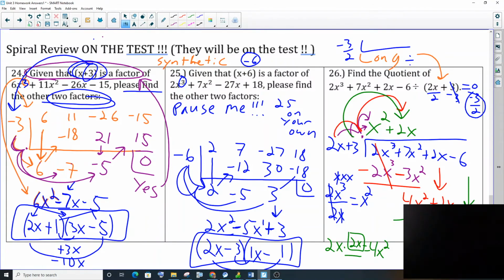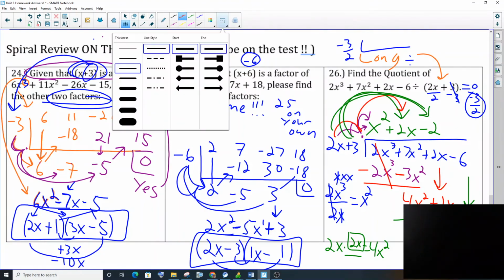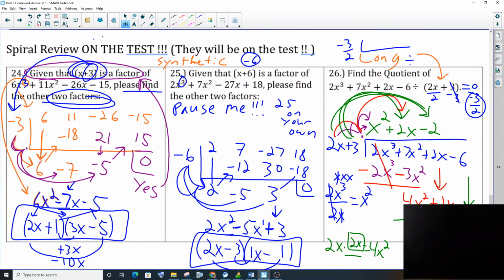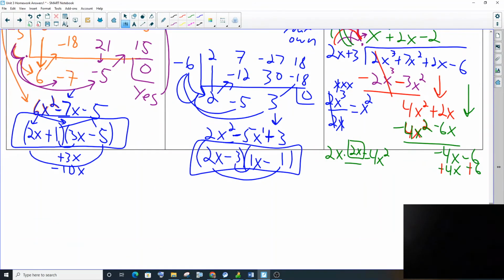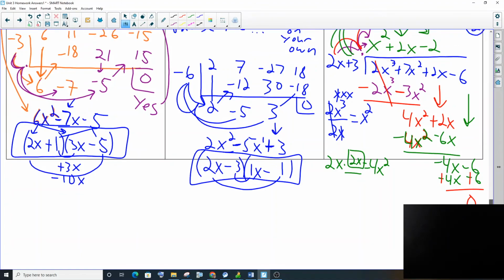Last but not least, how does 2x become a negative 4x? Well, if we times it by a negative 2. So then 2x times negative 2 is negative 4x. Remember how to do long division? And then 3 times negative 2 is negative 6. And then we change the signs. And those both cancel out. Remainder 0. Whoa. So there's our answer.